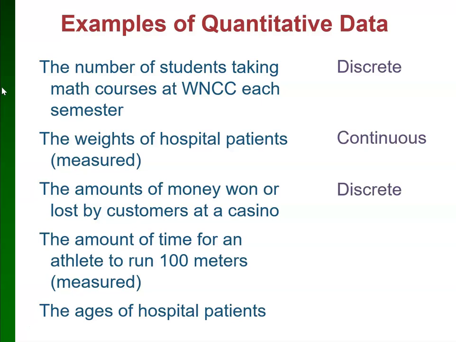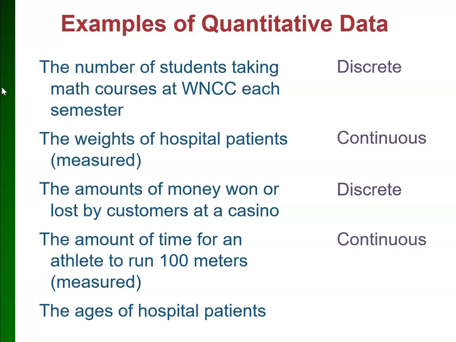The next one is the amount of time for an athlete to run 100 meters. Again, this would be a measured value, measured by a stopwatch, and this would be continuous. The number that we record would be limited by the accuracy of our stopwatch, but the actual amount of time for the athlete to run the 100 meters could be anything within a certain range of values.